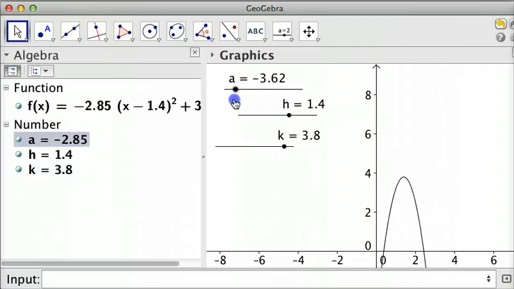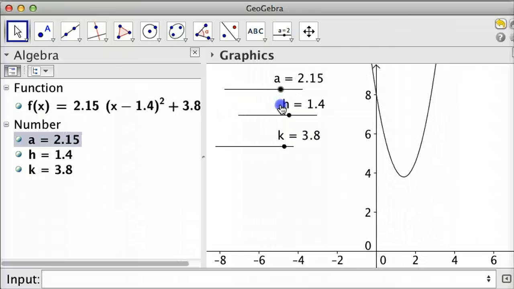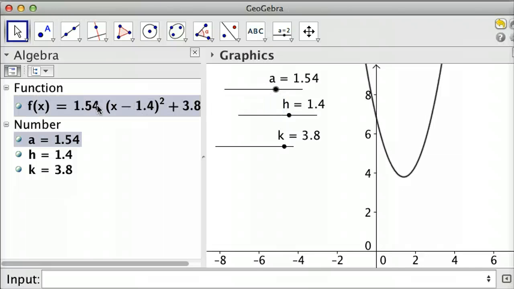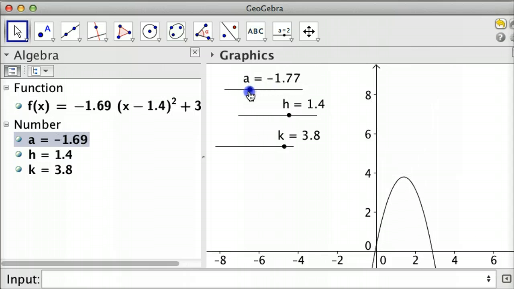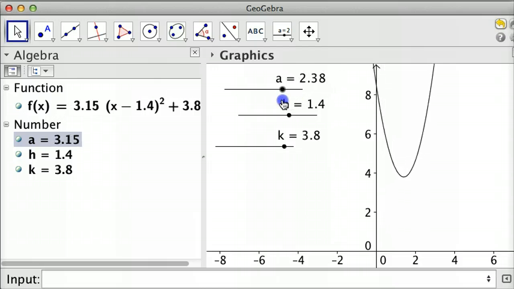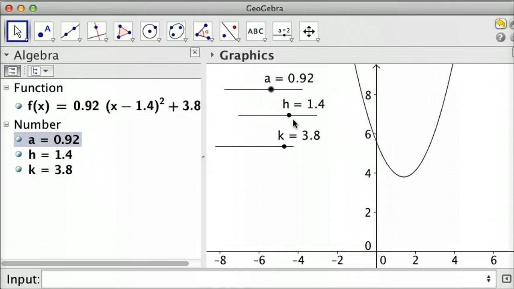I always say the a value, which here is positive 1.54, tells you whether it's happy or sad. Positive means happy, so notice it looks like a smiling face. When a is negative, it's sad, so there's negative 1.92, and we have a sad face forming, a sad mouth. So that's a sad graph, that's a happy graph. They're all happy graphs, but anyway.